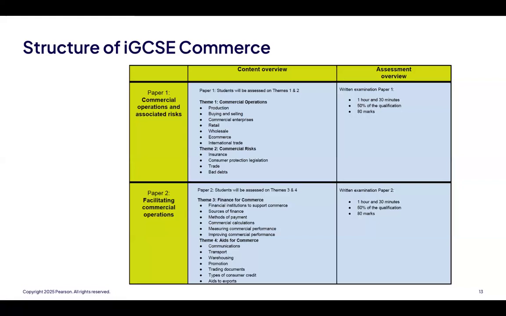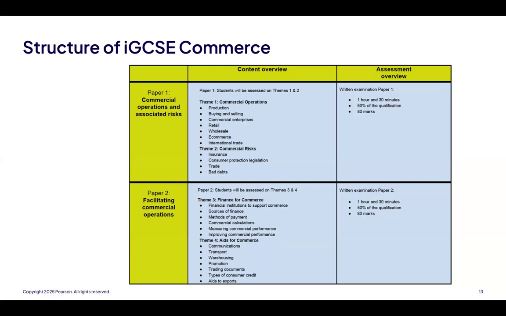Here we have that breakdown, and this is separated into paper 1 and paper 2. And can you see in the right hand column, can you see once again what I mentioned earlier? So each paper, 1 hour 30 minutes. Paper 1 is worth 50% of the qualification. It is marked out of 80. And guess what? Paper 2, identical. 1 hour 30 minutes, 50% of the qualification, marked out of 80.